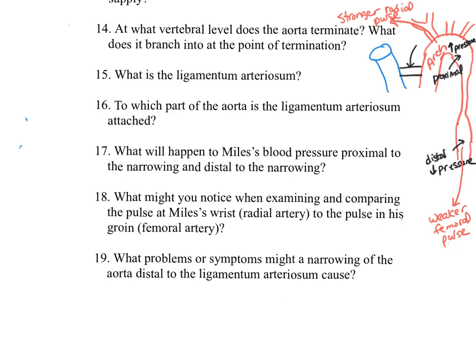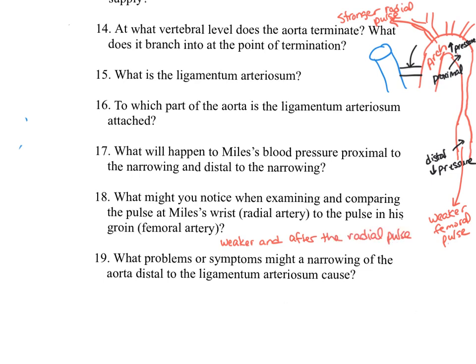This is because the branch for the radial artery is before the narrowing of the aorta, whereas the femoral branch is after the narrowing. This might also mean that the lower limb pulses might be felt after you feel the upper limb pulses. This is known as a radiofemoral delay.